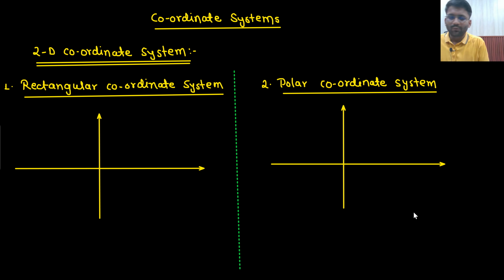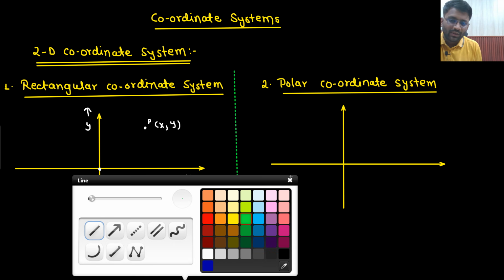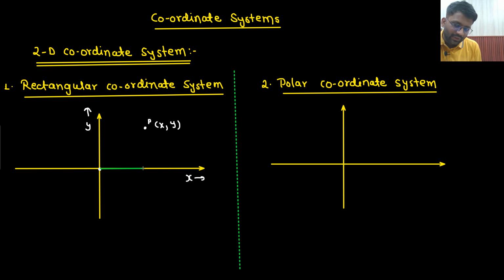Okay. So what kind of coordinate system have we studied till this point? Till this point we have studied the rectangular coordinate system. There used to be an x axis and a y axis. Now let's say there is some point P which is x comma y. You need to reach this point P from the origin. How will you reach? Someone would say, sir, I will cover a distance of x on the x axis and a distance of y on the y axis and I will reach here.